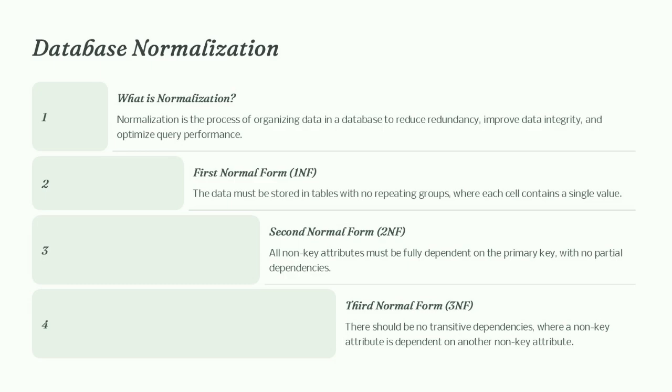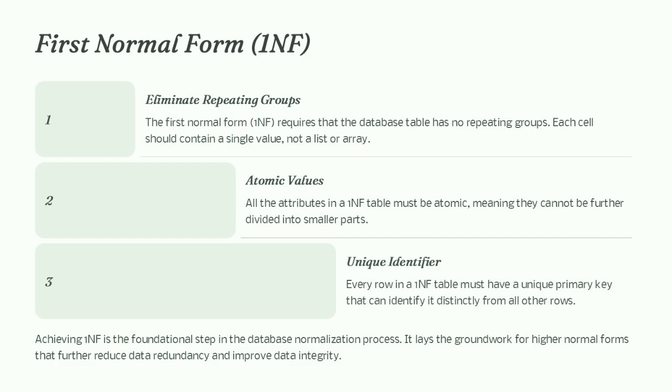First normal form, 1NF, is the foundational step in database normalization. It requires eliminating repeating groups. Each cell should contain a single value, not a list or array. All attributes must be atomic. They cannot be further divided into smaller parts.